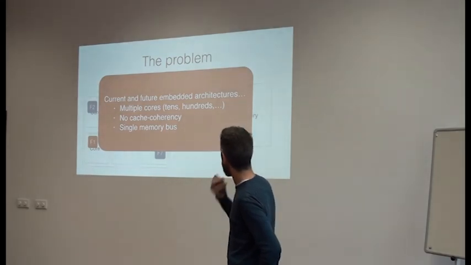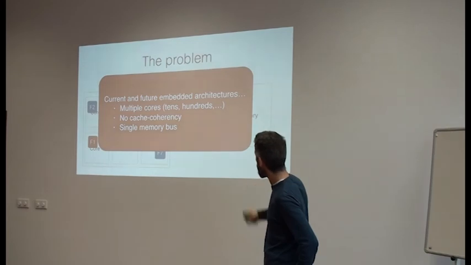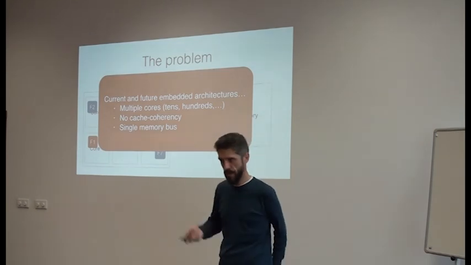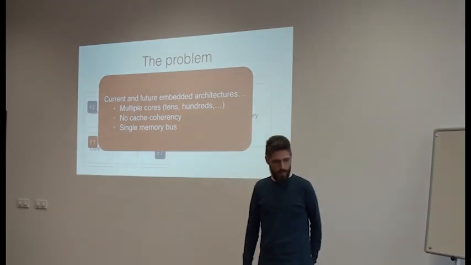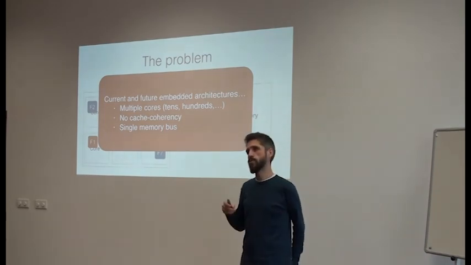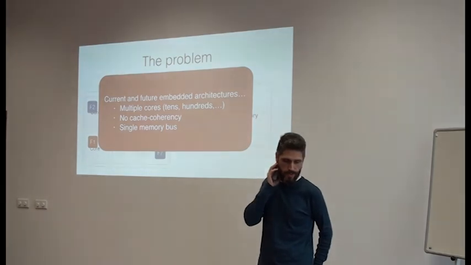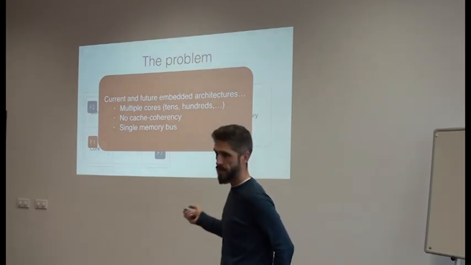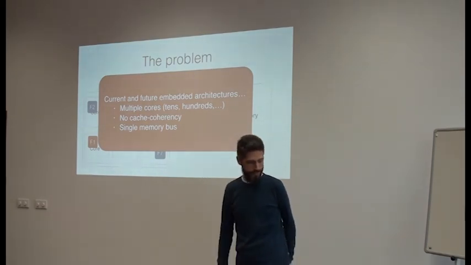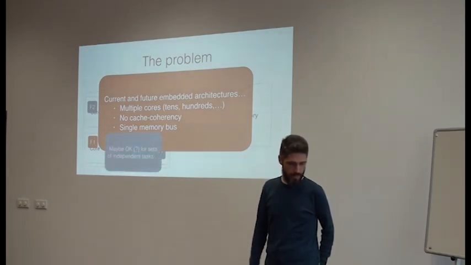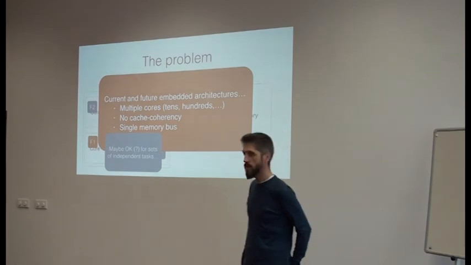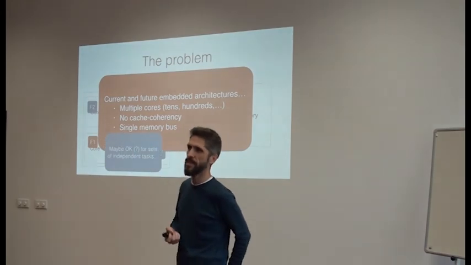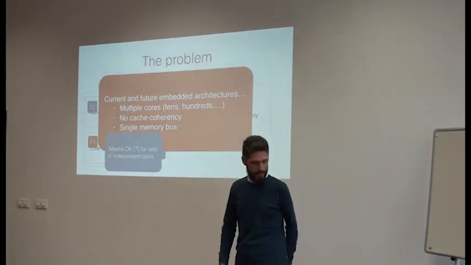So current and future embedded architectures will have multiple cores ranging from tens to hundreds and probably thousands. Probably no cache coherency, because it's very hard to keep coherency of caches when you are scaling to hundreds of cores. And most probably one memory bus that is being shared by all these cores. So maybe this is okay for sets of independent tasks, the basic abstraction when we start thinking about real-time systems.